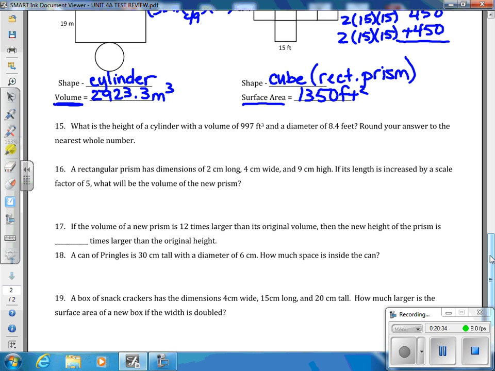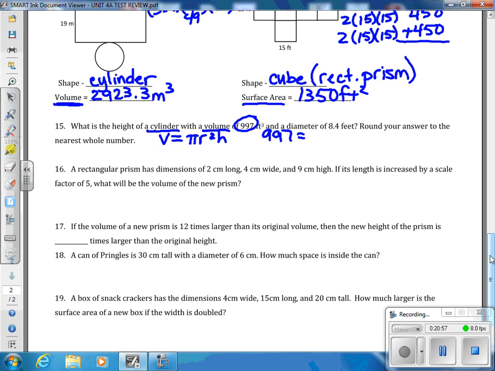All right, the first thing you need to know is what shape it is. It's a cylinder. And the next thing you need to know is what formula to use. And you need to use the volume formula. So we're going to use V equals pi r squared h. We need to figure out what parts do we know and what parts do we not know. Do we know the volume? Yes, it's the 997. So you're going to fill in 997 in place of the V. You are not calculating the volume in this problem.